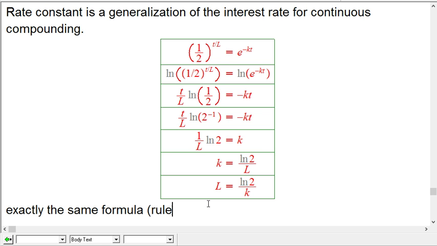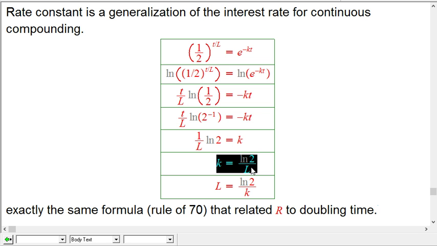It's the rule of 70 formula that related R, the interest rate, to the doubling time. And the cool thing is, it's the same formula even if you invert it. I probably should have mentioned that with the doubling time formula as well. If you have the half-life, divide it into ln 2 to get the rate constant. If you have the rate constant, divide it into ln 2 to get the half-life. So for growing investments, R has a certain relation to the doubling time, and for decaying things like radioactive decay, the rate constant k has the same relationship to the half-life.